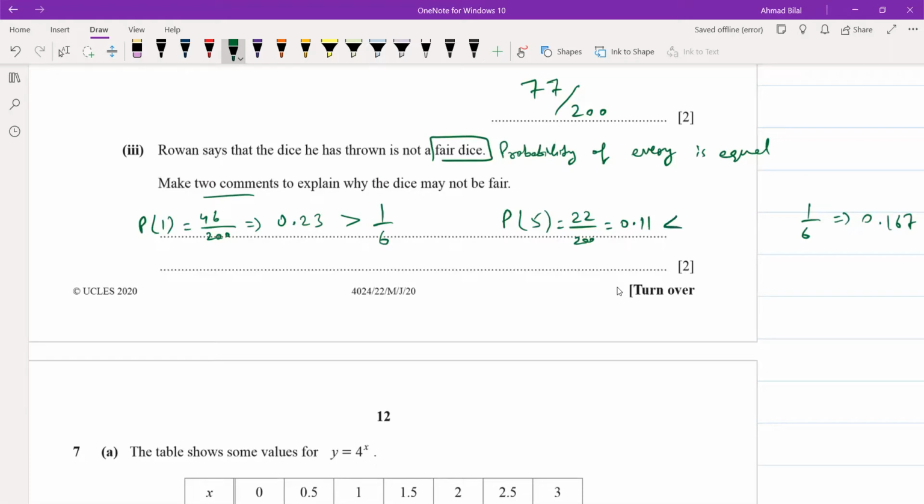And this is much smaller than 1/6. So 1/6 से बहुत छोटी है, right? So this is much bigger. This probability is much bigger, and this is much smaller. तो probabilities equal नहीं लग रही. आप उनको words में लिख सकते हो कि 1 की probability बहुत ज्यादा है और 5 की probability बहुत कम है. ठीक है, एक तो ये हो गया.